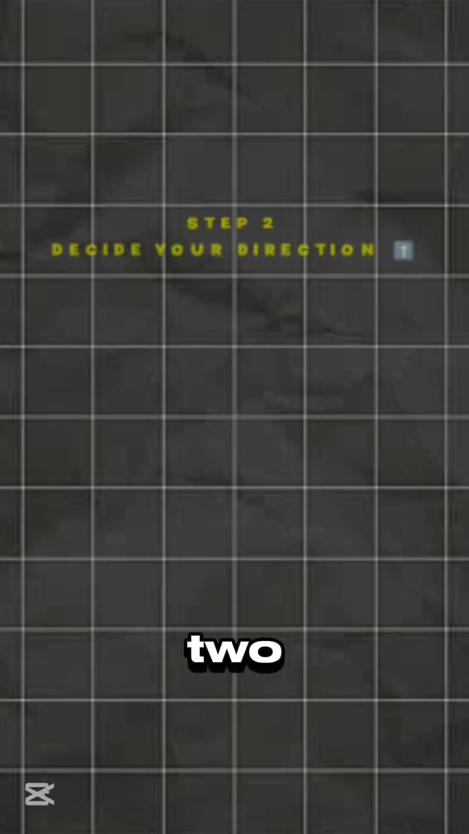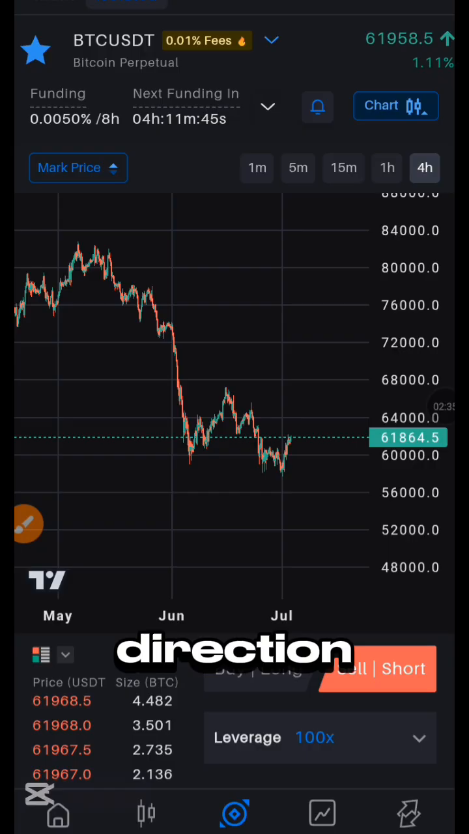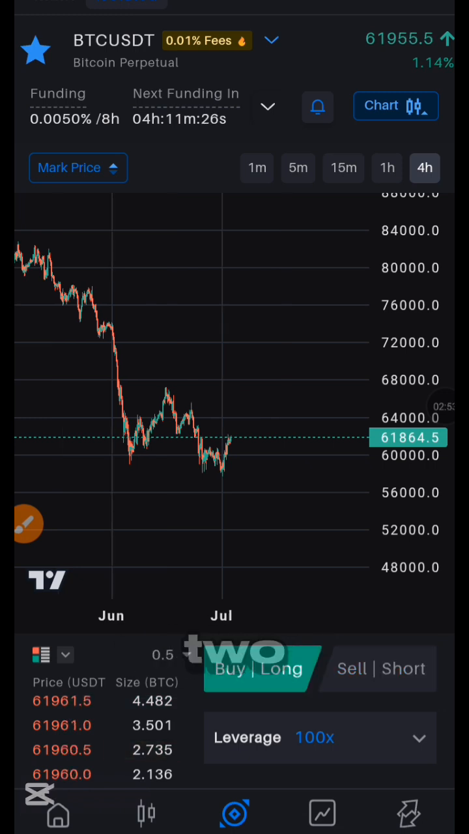Now, step 2, decide your direction. So many beginner traders don't understand this very well. You need to decide your direction, especially in futures trading. You don't just come into the market and start clicking buy and sell. We have two possible directions in the futures market.